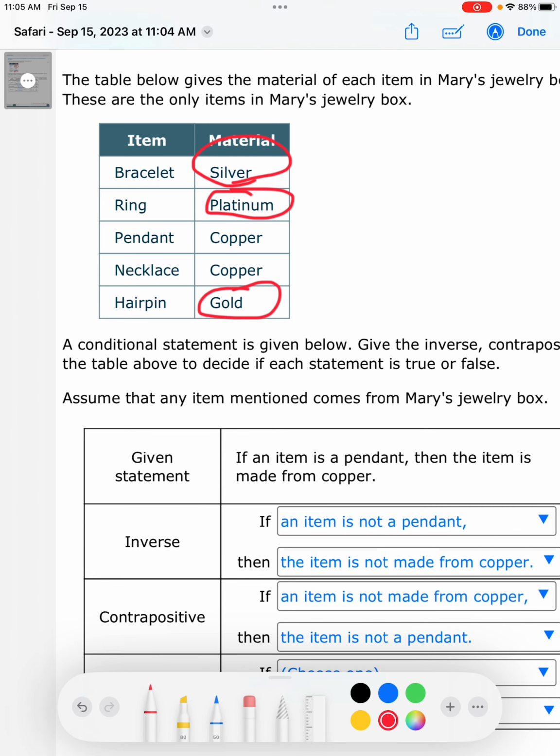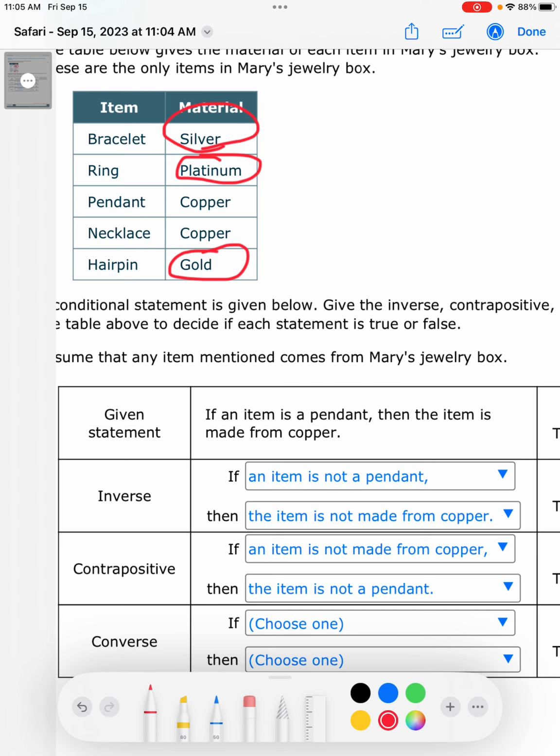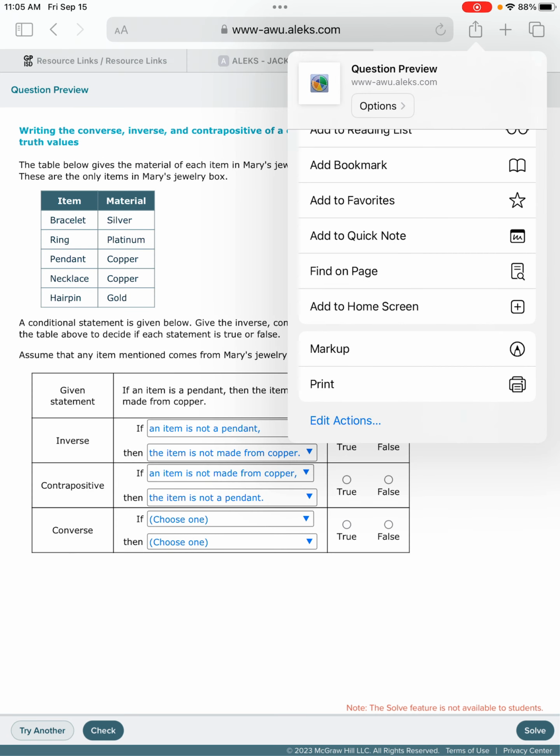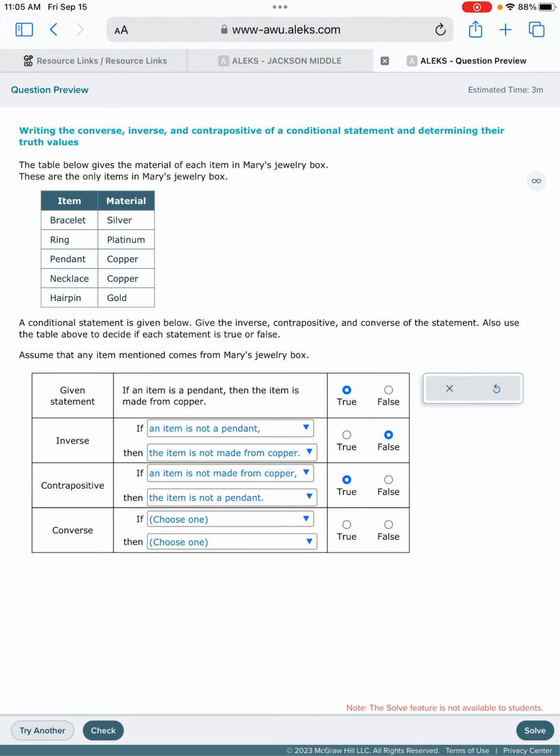And we want to check if the item is not a pendant. Okay. Well, when I use silver, I got a bracelet, so that's not a pendant. When I use platinum, I got a ring. That's not a pendant. And when I use gold, I got a hairpin, so that's not a pendant. So in every scenario where we did not have copper, we also did not get a pendant. So is it always true? Yes, this is always true, at least in this scenario, right, in this problem. So we could say, cool, that means that the contrapositive is true.